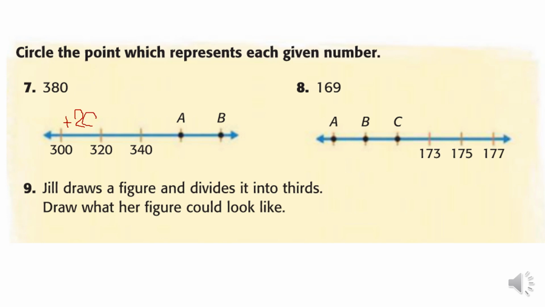20. Very good. So if it's 20, you're going to add another 20 over here, and you will have 340. If you add another 20, you keep counting to 360. Very good. And in the last one, if they add another 20, it goes to 380, right?